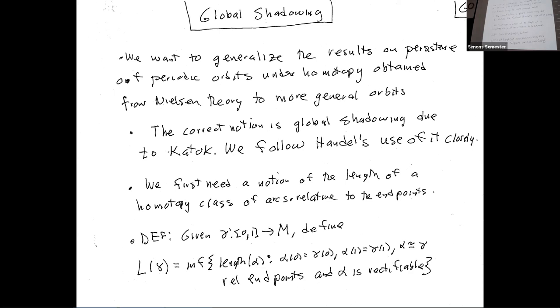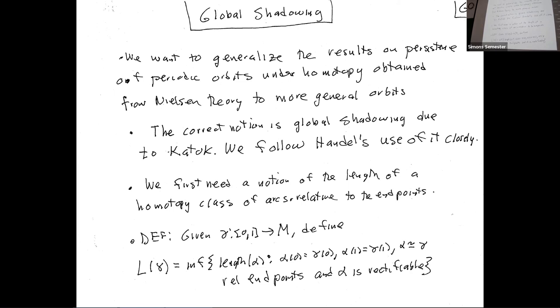Okay, so this is global shadowing. Once again, in the tradition of Nielsen theory, we're going to have two definitions for global shadowing. First we need the arc definition. So I need the definition of the length of an arc, but it's not the length of an arc, it's the length of a homotopy class for all endpoints of an arc.